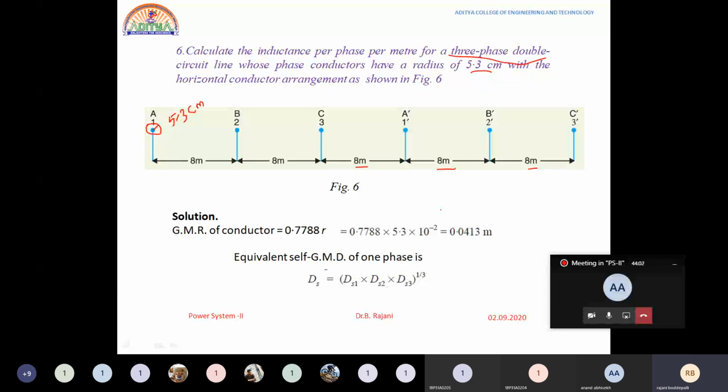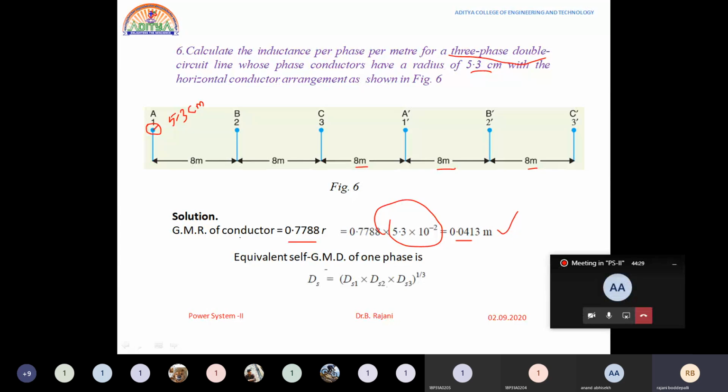Let us go; all of you try this in your notebook so that it will be easy to understand. The GMR of the conductor is nothing but 0.7788 into R. What is the R he had given you? R he had given you as 5.3 centimeters. If you want to write this in meters, it will be 10 to the power of minus 2, which is equal to 0.0413 in meters. This is nothing but the GMR of the conductor.